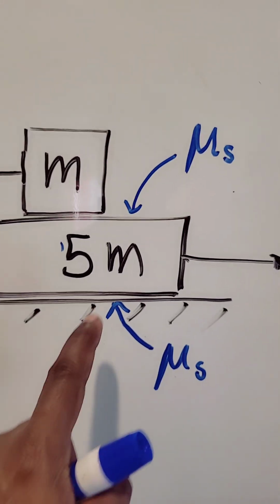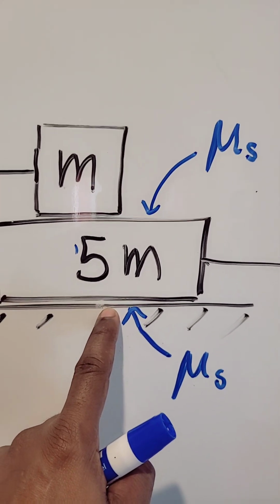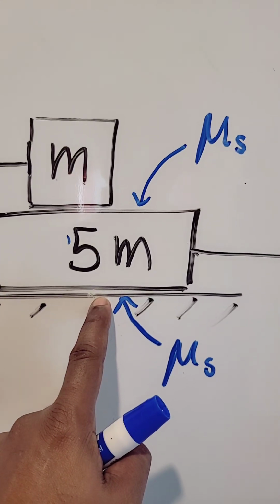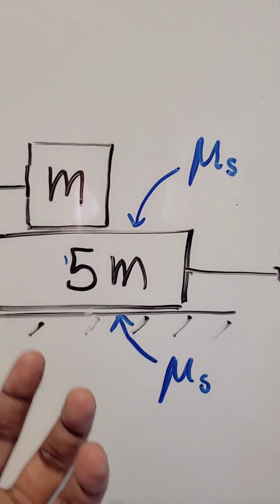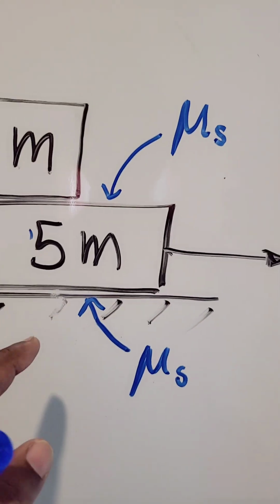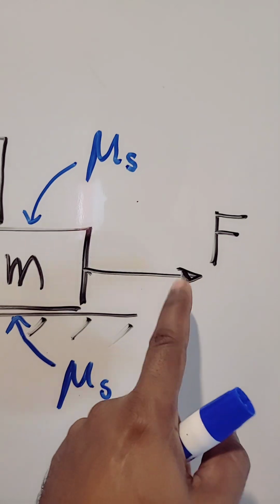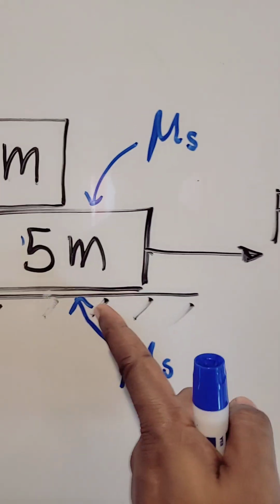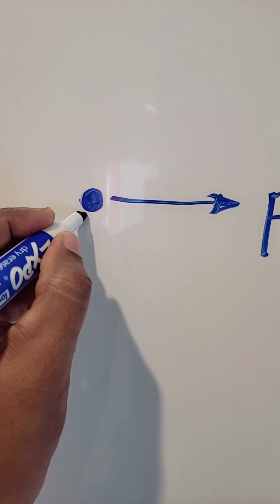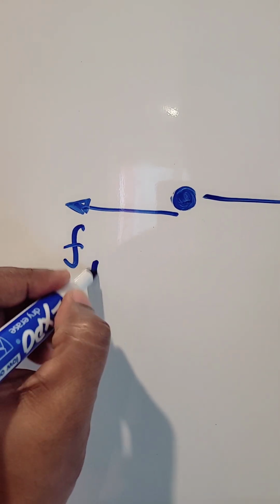Between the floor and the object, at that interface, there's a static friction force, because we are looking for the minimum force that we need to start to move the object. So there's a static friction force that is against the direction of this applied force. So static friction force, that's going to be in this direction. Let me call that F1.